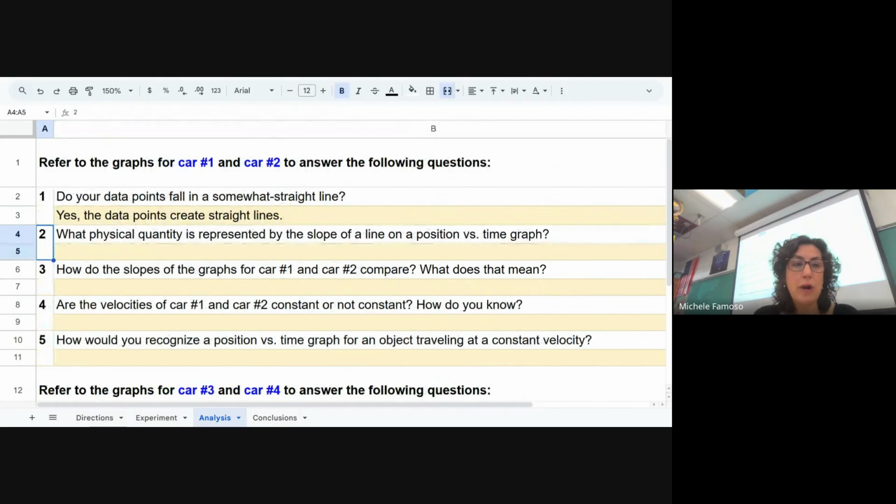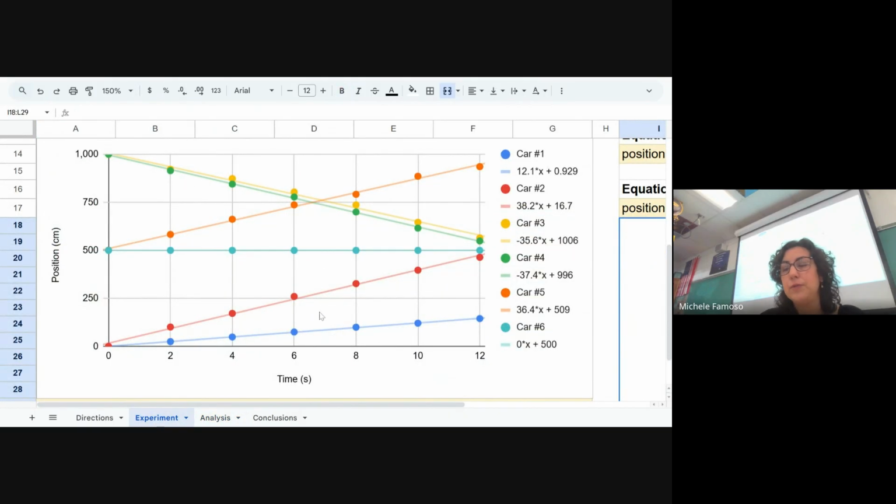Okay, now question 2. What physical quantity is represented by the slope of the line on a position time graph? So let's look at these graphs for a minute for car 1 and car 2. Who had car 1? Do you remember which group had car 1? Your group had car 1. And who had car 2? They started at the same position, right? But there was something very different about those 2 cars as they went down the hallway. Anybody remember? Those two groups probably remember when you were watching them on the floor, how they were moving. There was something different about them.